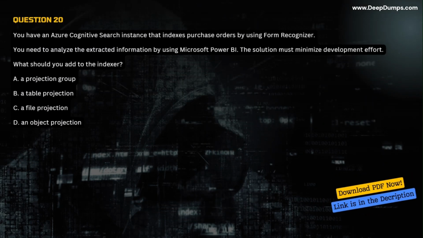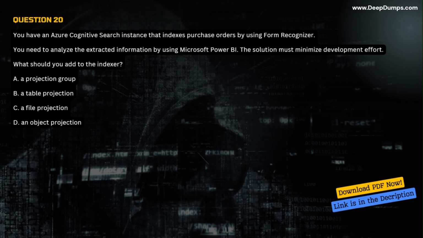Question 20. You have an Azure Cognitive Search instance that indexes purchase orders by using Form Recognizer. You need to analyze the extracted information by using Microsoft Power BI. The solution must minimize development effort. What should you add to the indexer?